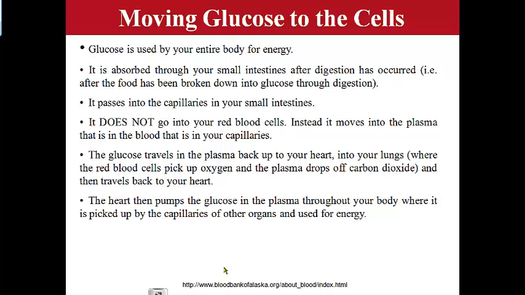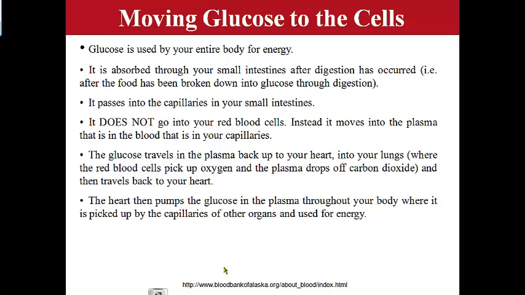So the glucose gets absorbed by your small intestines. It goes into the capillaries that are running throughout them. It goes into the blood, into the plasma, and then that glucose travels through the plasma up to the heart. It stops at the lungs to release carbon dioxide, and then it goes back into the heart, and then your heart pumps that plasma back out to the rest of your body. And when that glucose inside that plasma gets into capillaries in all of your organs, it travels through the walls of the capillaries and into your organs, so your organs can use the glucose to make energy.